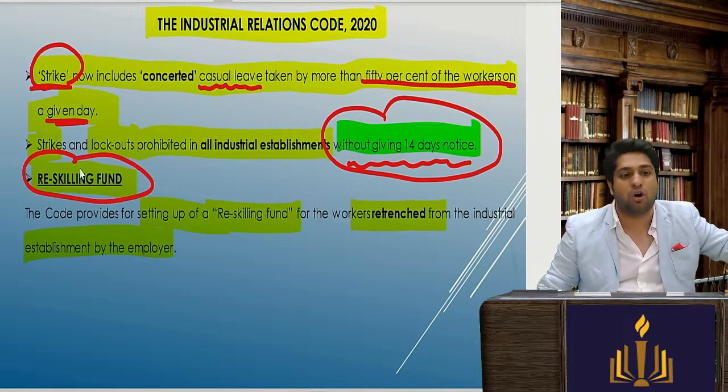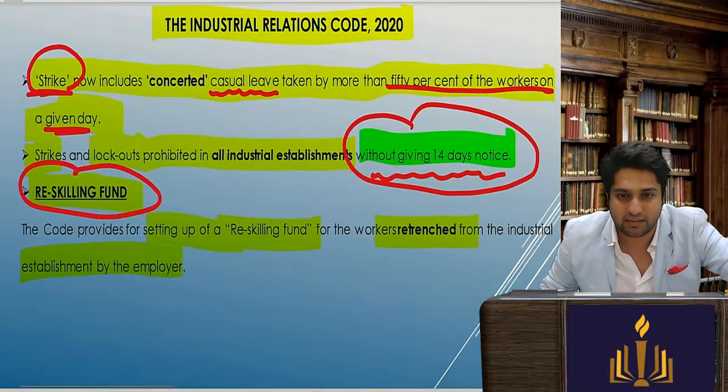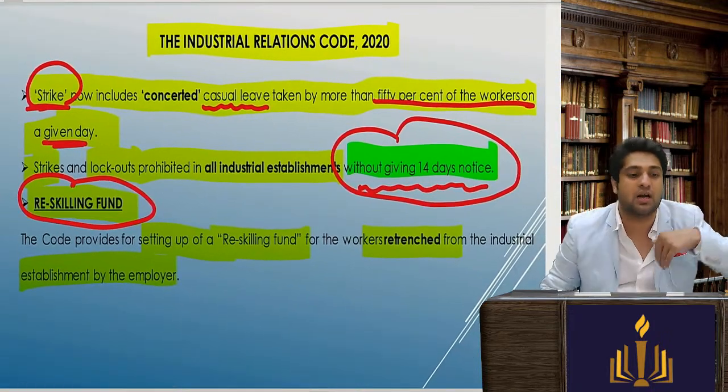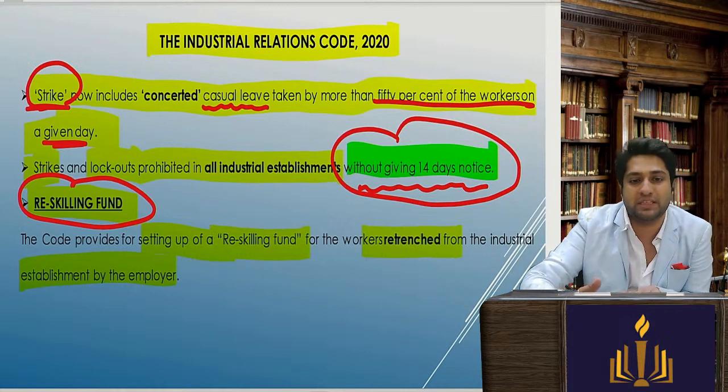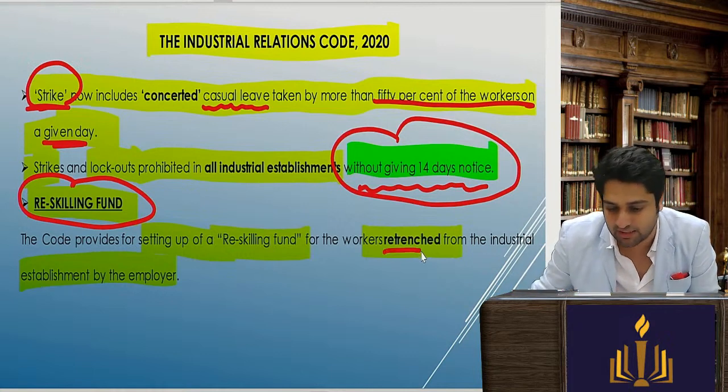So it's mandatory. The law is telling that if people are unemployed in the country, it shows badly on the country. So with reskilling, they will get skilled, especially when they are retrenched, so that they can find a better and a good job.